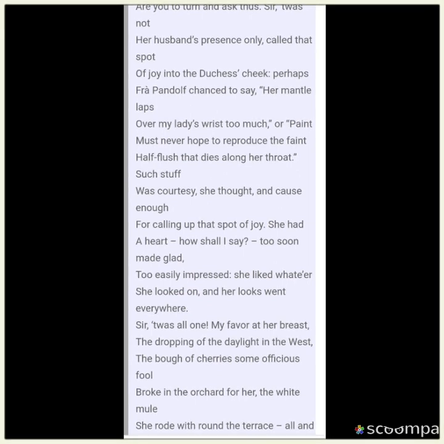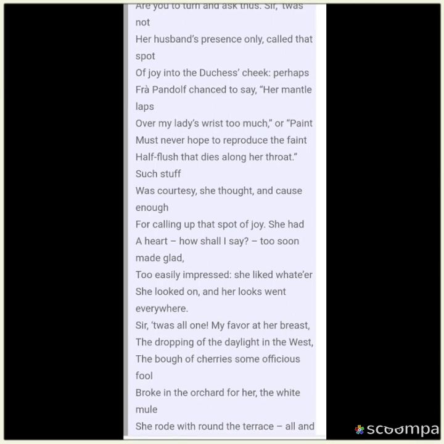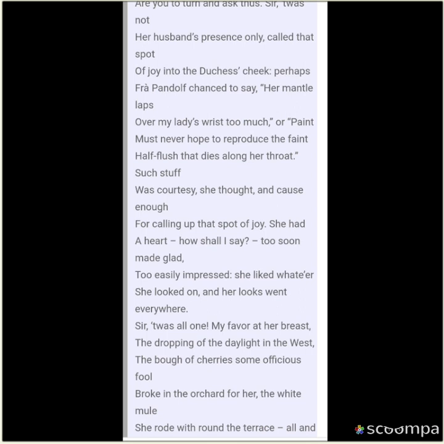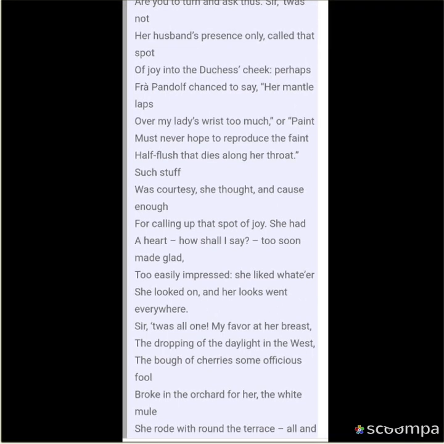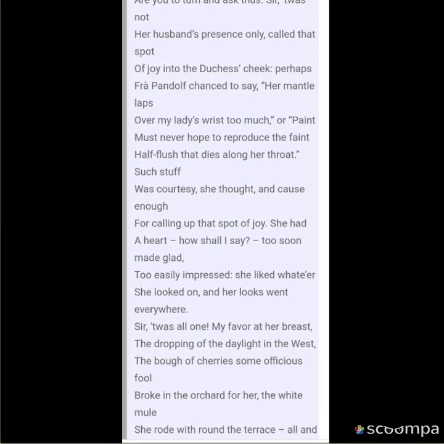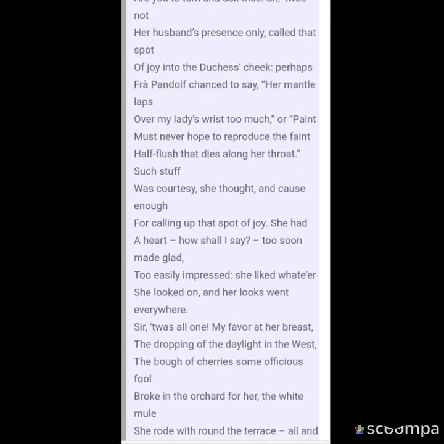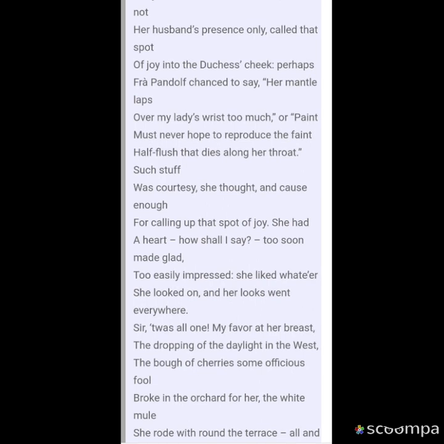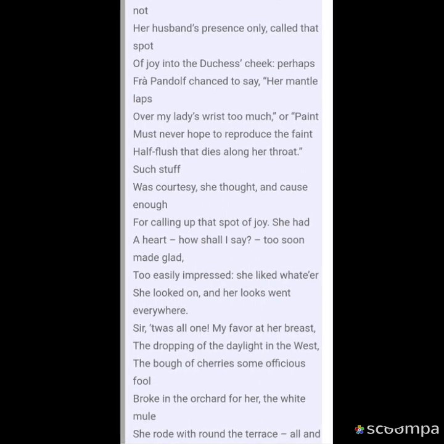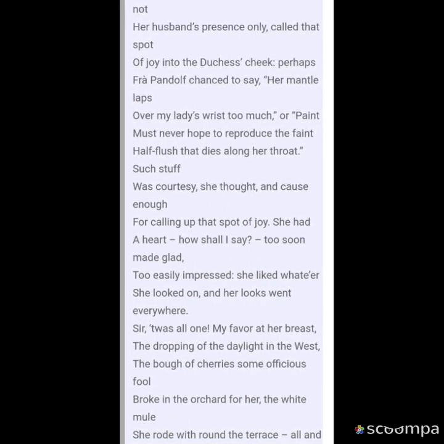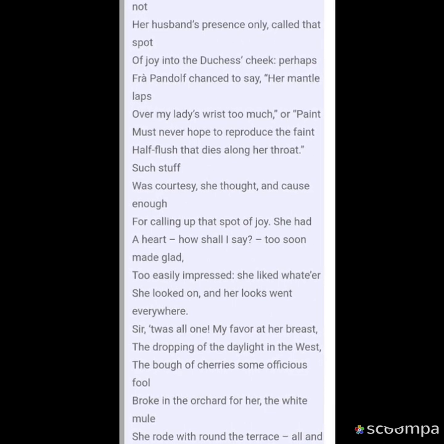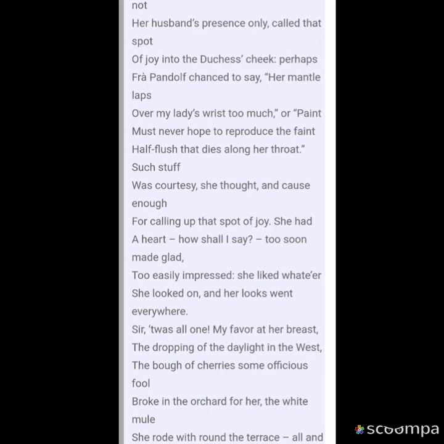So in these particular lines, if you see, many things are there, like the half-flush that dies along her throat, that blushing smile, the spot of joy, and easily impressed. So these are the lines which are telling us that he was quite upset with the duchess's behavior, and he wasn't happy about the fact that how dare she do this thing. So it is becoming more offensive for him now. So he's put off about this thing.